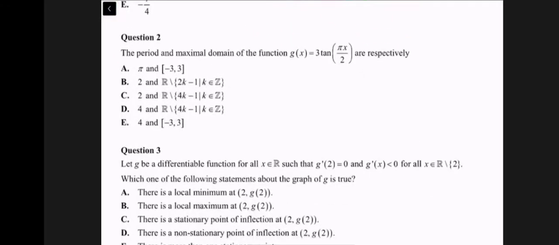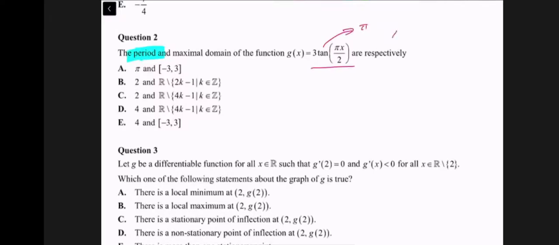So period and domain of this. Things to keep in mind here: the period is kind of there to trick you, because we know tan is pi, but everything else is 2 pi. So if we try and find the period, it's 2 pi divided by 2 times 2, and it looks like 4 is the answer. So you might think it's D or E, but it's not, because 2 pi is for cos and sine, but we're dealing with tan here.